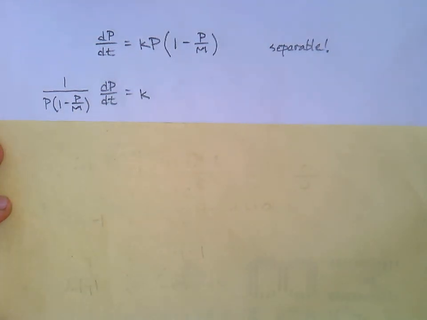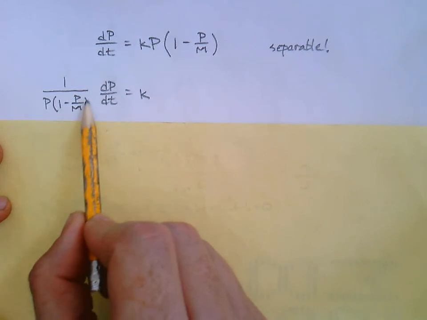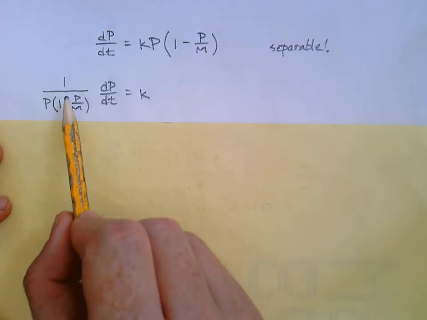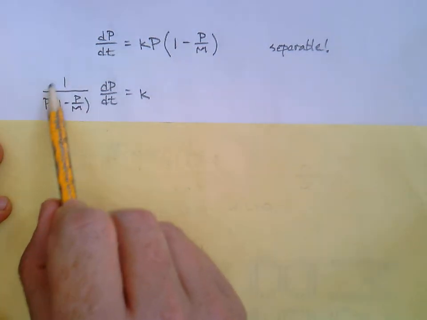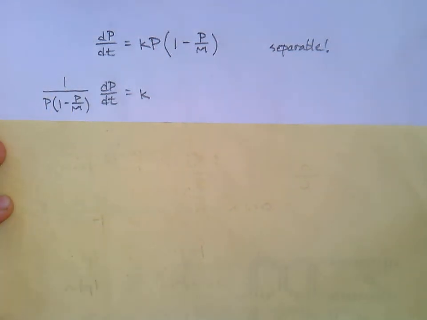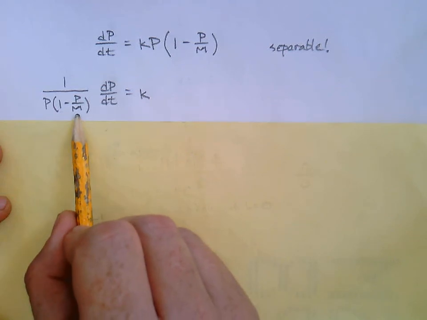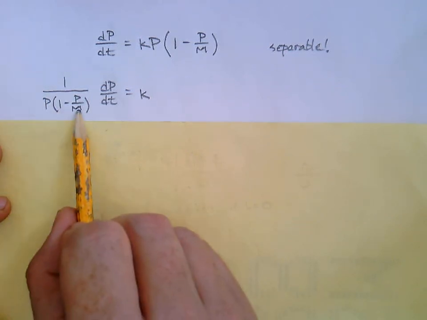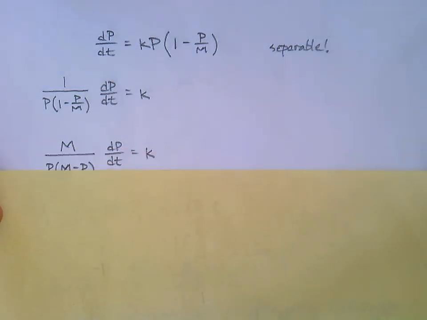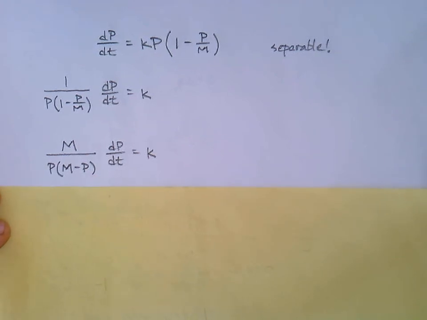Okay. Now this doesn't look so pretty, especially when we've got the 1 over M. So we're going to do a little bit of algebra on this first to make it look a little bit nicer. Because we're dividing by M here, we're going to multiply top and bottom by M. And it's going to result in what you see right here on the left side.